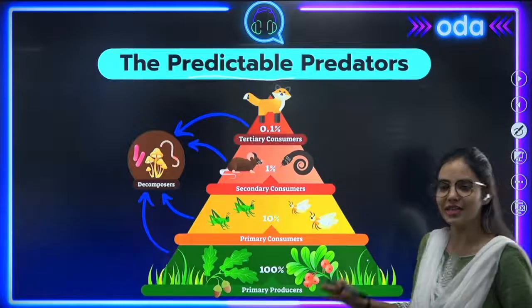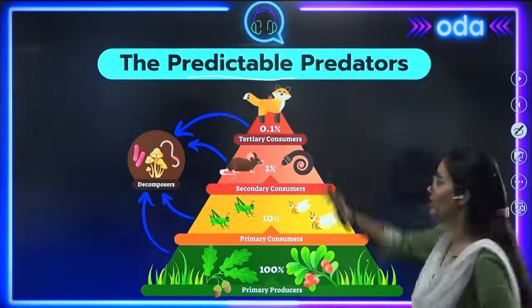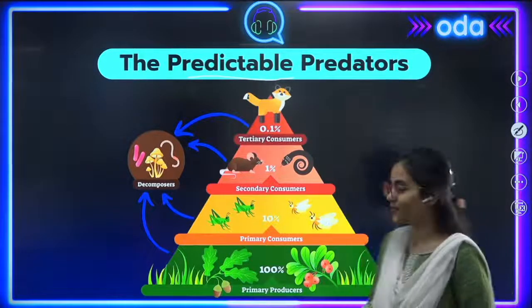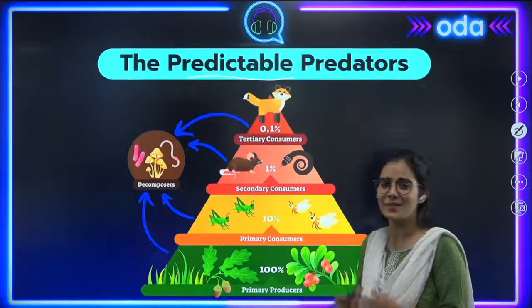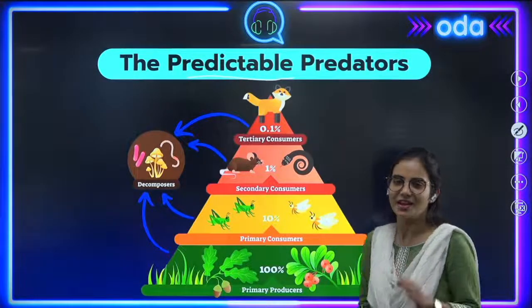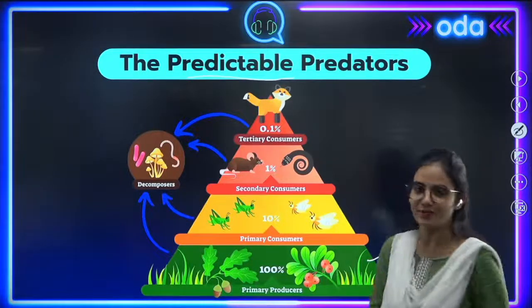Here, as you can see, we have this triangle, right? And what's written there? They are the predictable predators. So I hope everyone has got some idea about this triangle. We must have seen it sometime or the other. If not, no problem. I'll tell you. So let's start from the bottom, the base of the triangle.